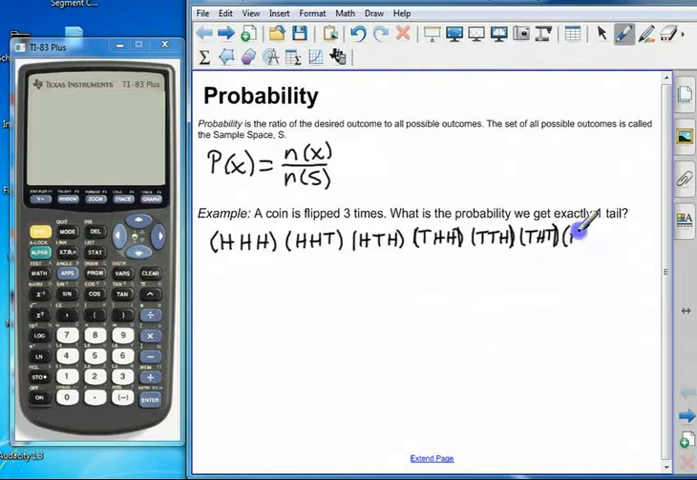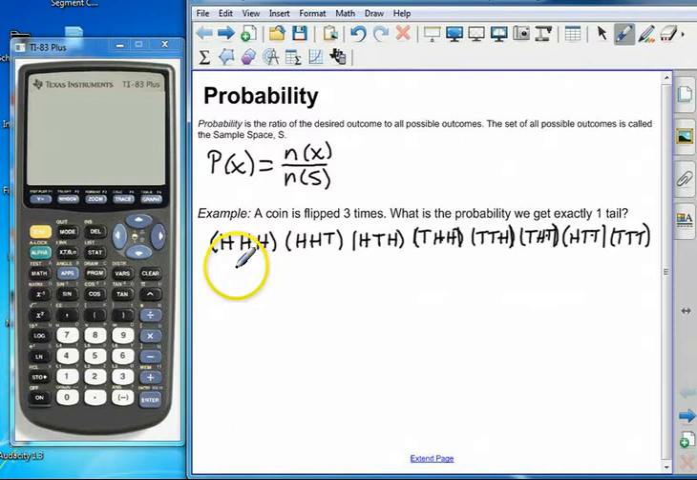We could get heads, tails, tails. And finally, all 3 tails. So that's our total sample space. Notice that there's 1, 2, 3, 4, 5, 6, 7, 8 possibilities.